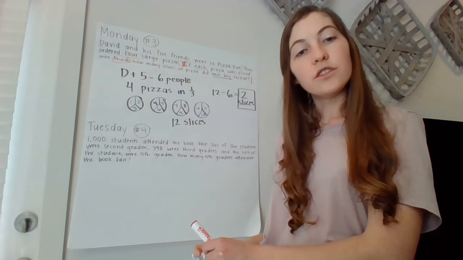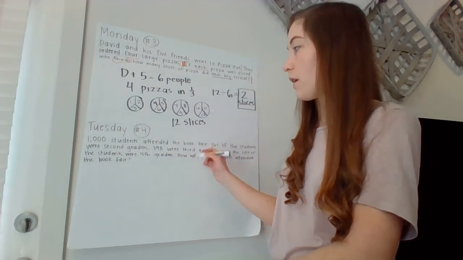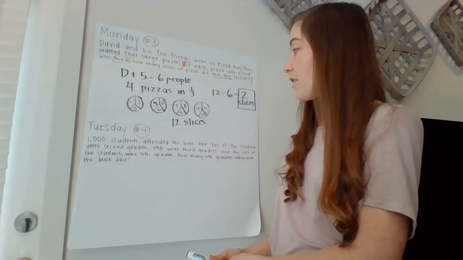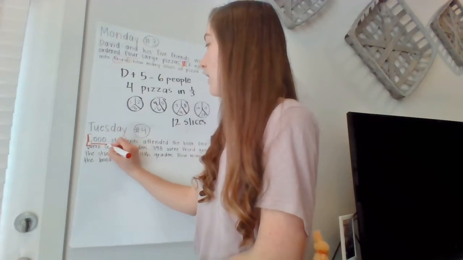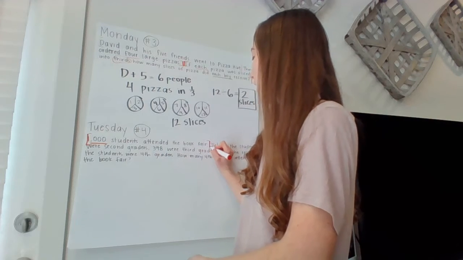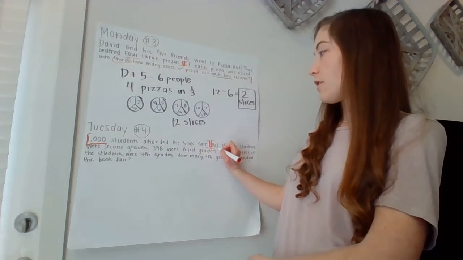Now we're going to look at Tuesday, problem number 4. So look at the Tuesday box and problem number 4. It says, 1,000 students attended the book fair. So I'm going to put my brackets around that first sentence and underline that I have 1,000 students. Then it says 361 of the students were second graders.